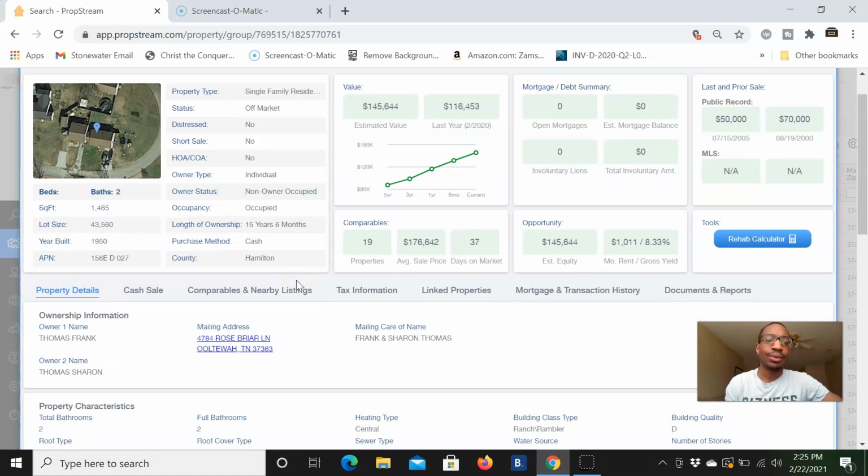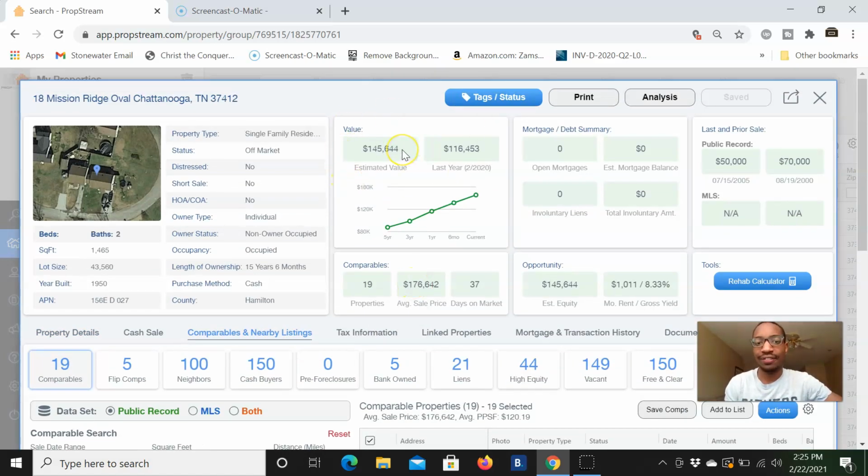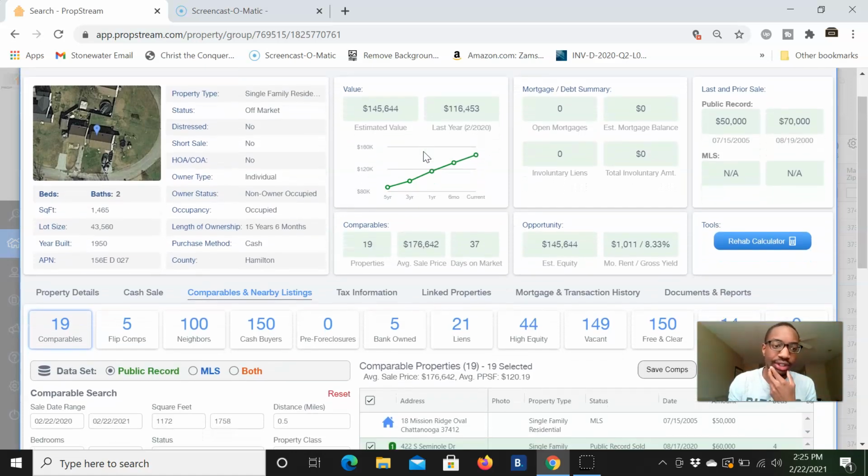And so when you're looking for ARV, after repair value, you have to go to comparables and nearby listings. In number one, you could look at the estimated value of the property. Usually they're not as accurate, but that is something you can have as a basis. Usually it's a little bit higher than the real market value. I already know this area, and this property would sell way more than 145. But yeah, it's just taking everything into consideration.